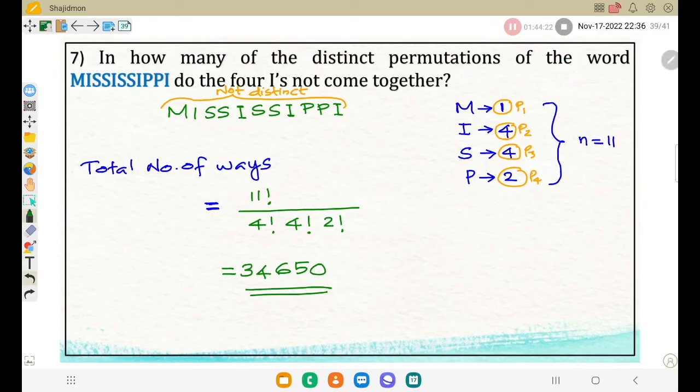Okay. So what I am doing now, first I check the possibility that all I's are together. Our question is not together, correct? But I am finding first all I's are together. How many permutations? Then all I's are not together means what you do? Total minus all I's are together. That is the idea we are doing here.